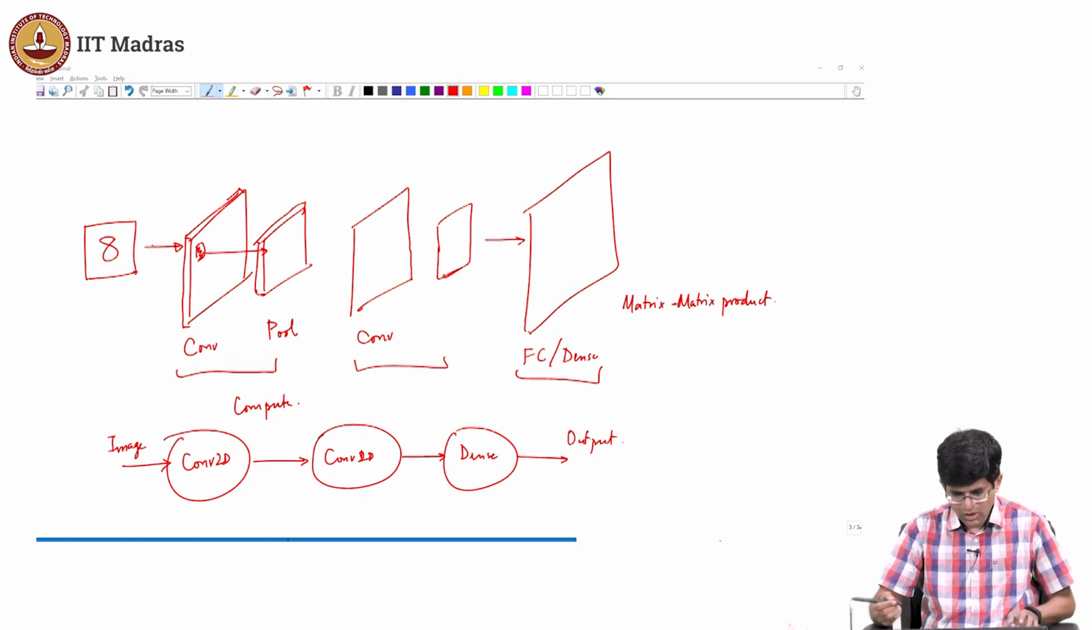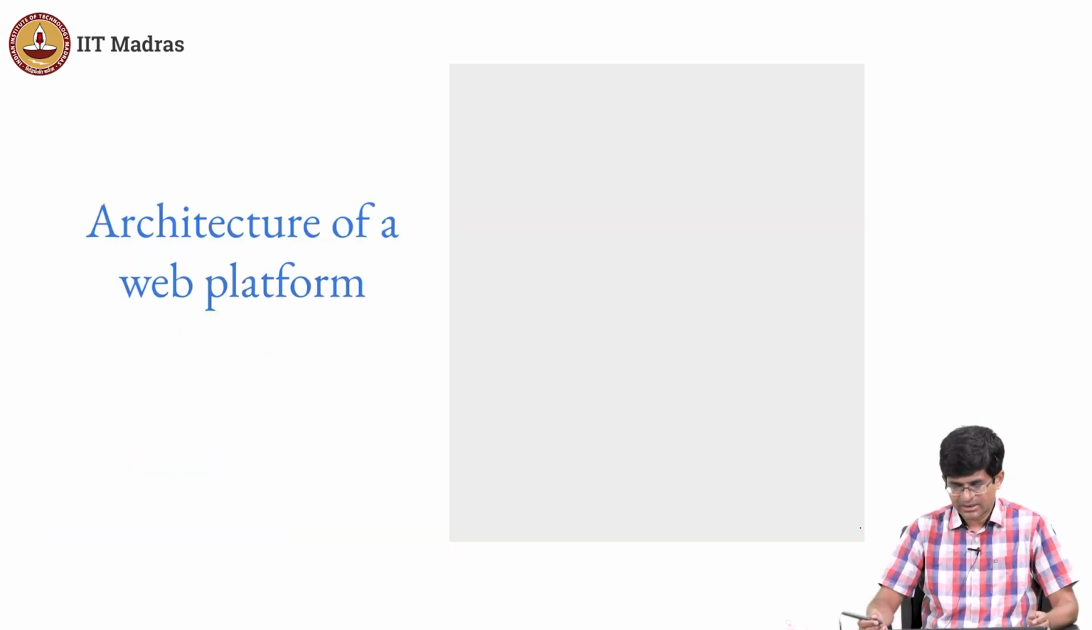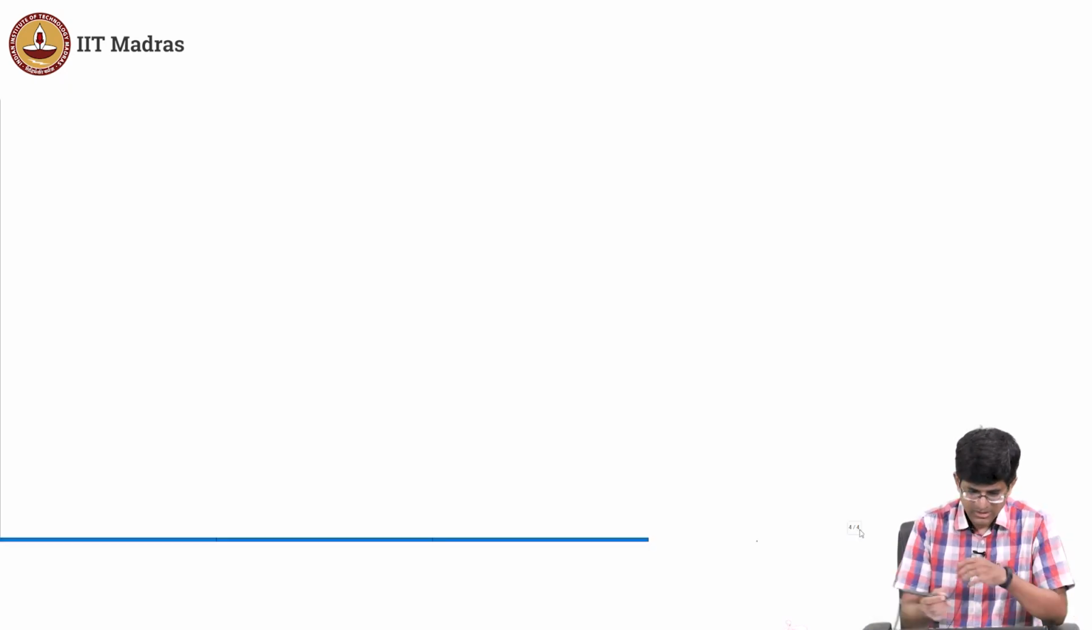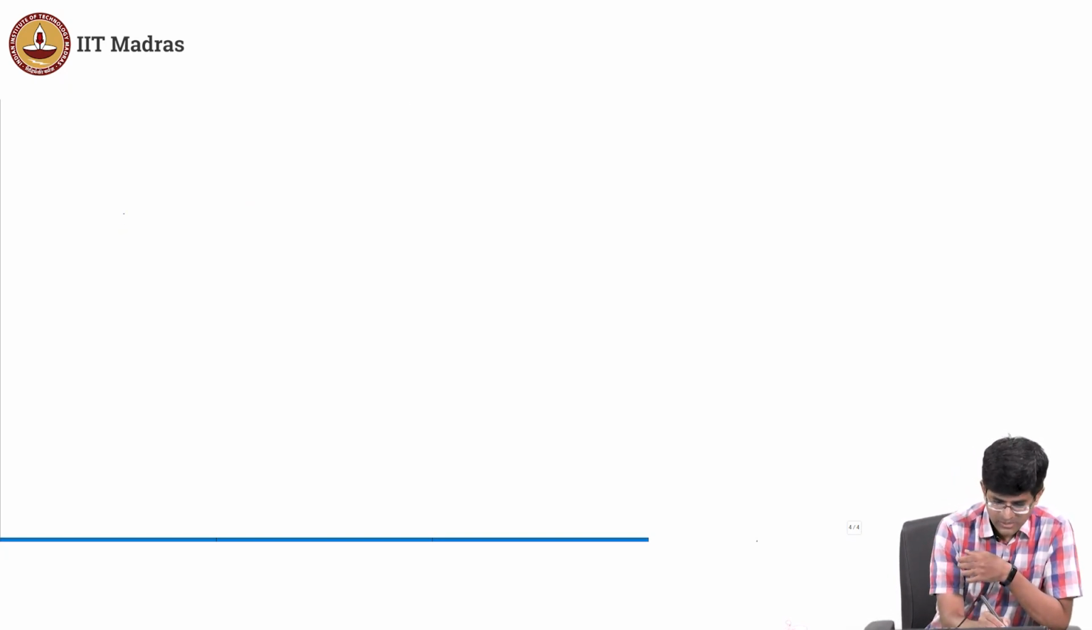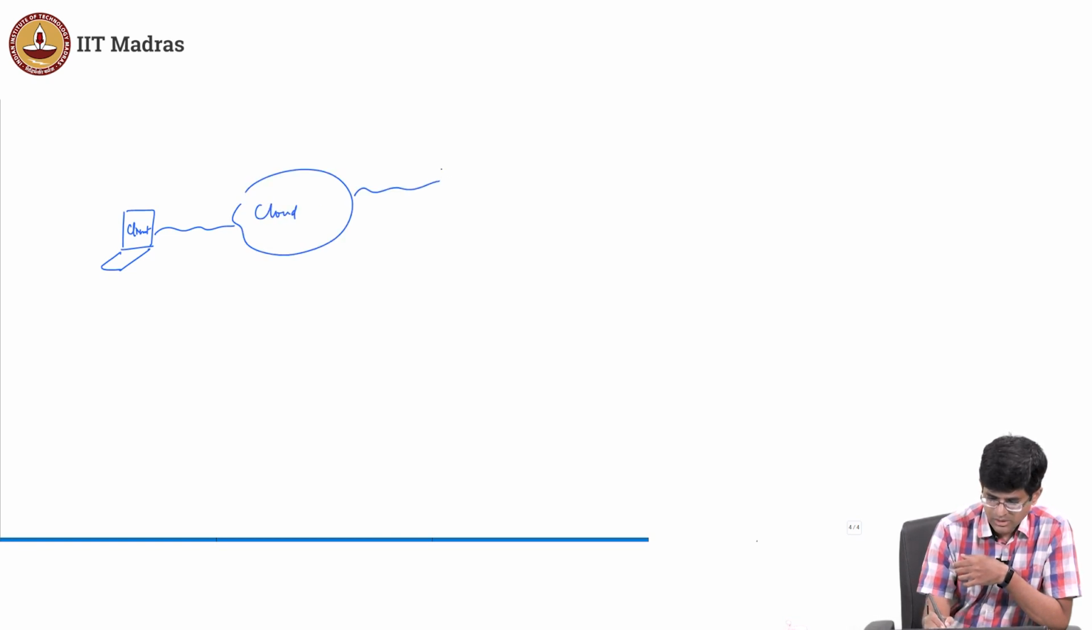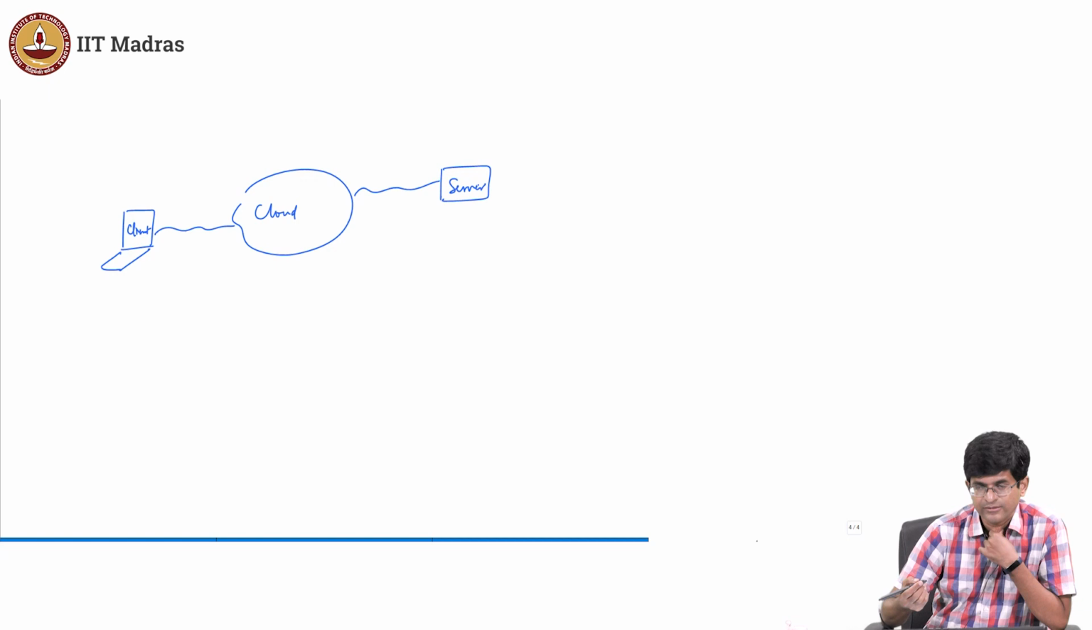Alright, so this sort of leads me to the last part, the architecture of the web platform. And what exactly do I mean over here? Look at where we are starting from. We started off with this image of you sitting at a computer. You have the client, which is then making requests through a cloud going to a server, and what exactly does the server consist of?